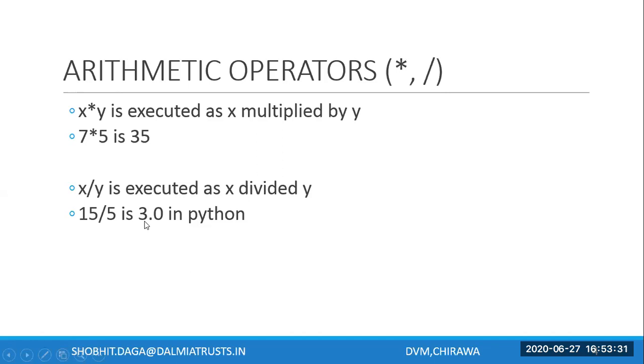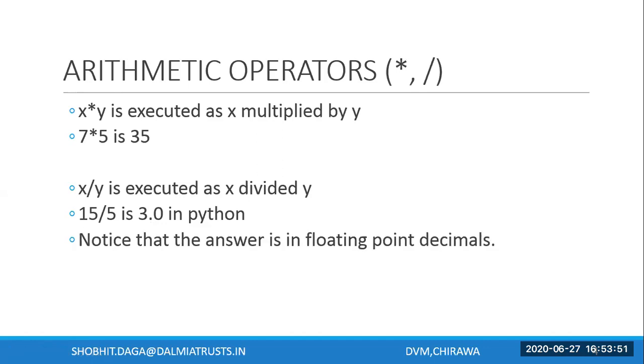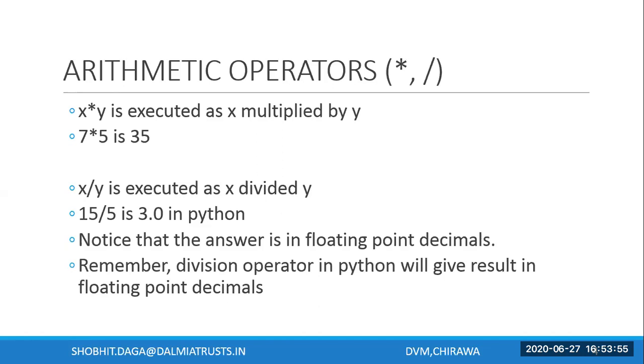This is something that may come as an output question. What will be the answer? If you write 3, marks can be deducted from your answer because it lacks precision. 3.0 is the correct answer. So again, notice that the answer is in floating point decimals, and remember that the division operator in Python will give you results as floating point decimal numbers.